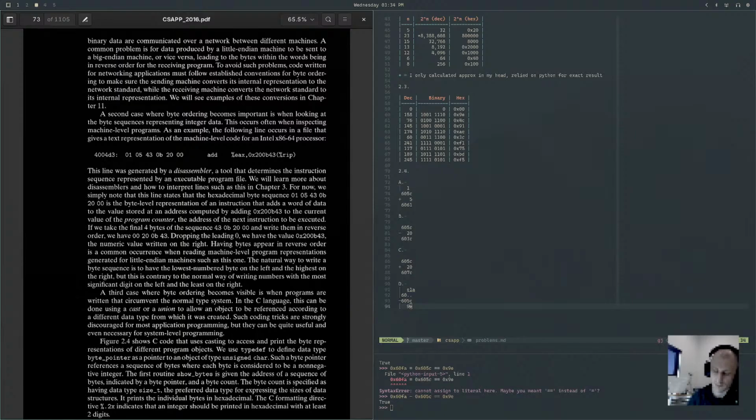For now, we simply note that this line states that the hexadecimal byte sequence 01 50 43 0B 20 00 is the byte level representation of an instruction that adds a word of data to the value stored at an address computed by adding this immediate value to the current value of the program counter. The address of the next instruction to be executed.